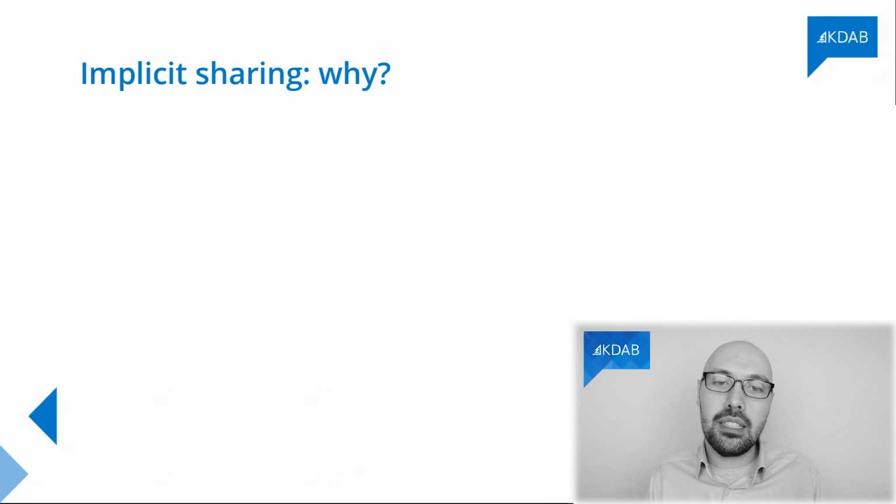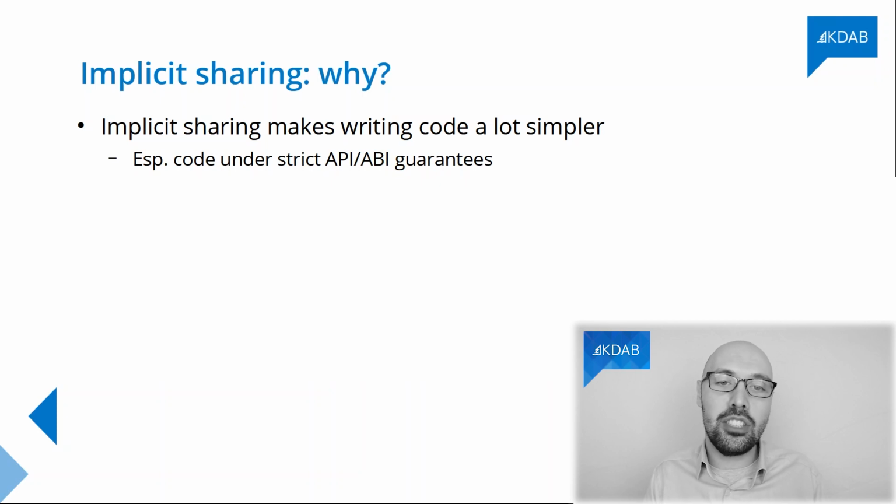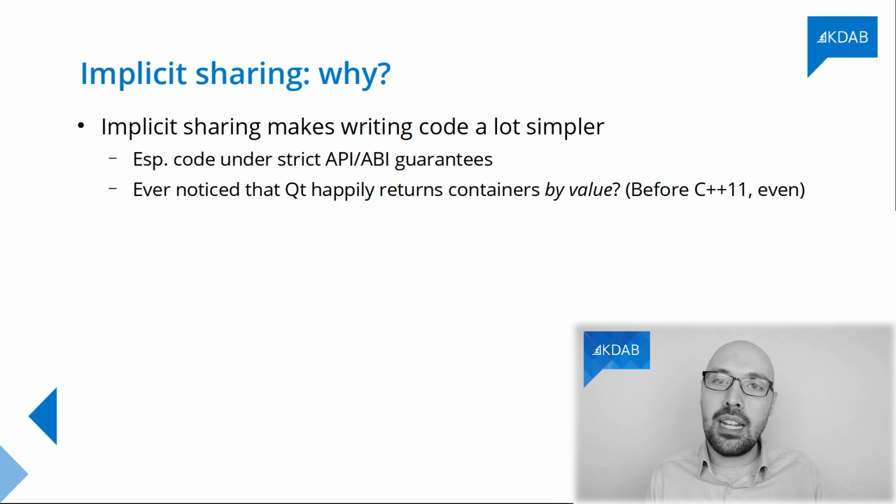The pros of implicit sharing is that it makes writing code a lot simpler, especially code which is under very strict API and ABI guarantees. For instance, have you ever noticed that Qt classes, Qt functions happily return containers, strings, images by value? And they do that way before C++11 was a thing, even before move semantics were a thing. That's only possible because returning by value, even if these are big objects, is cheap. Even if it does entail a copy, that copy is cheap to do. And if it does not entail a copy, if it's a move, then it's even cheaper.